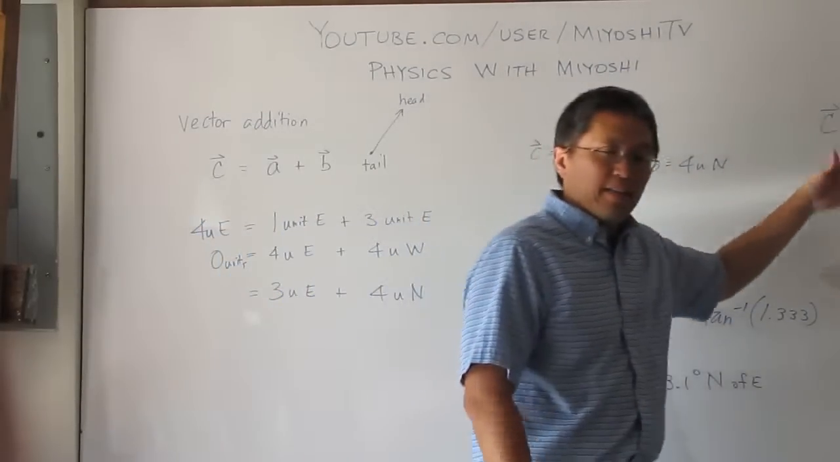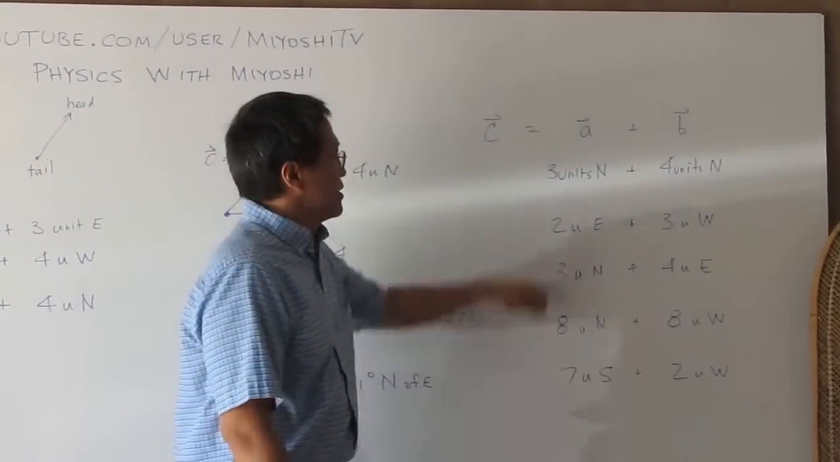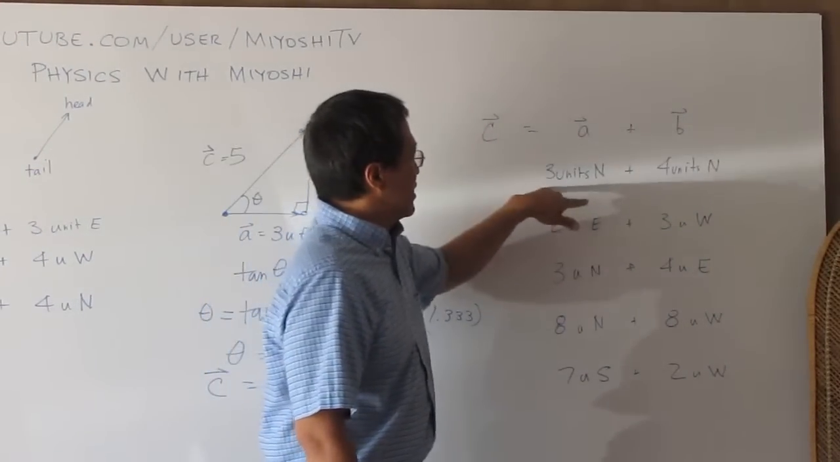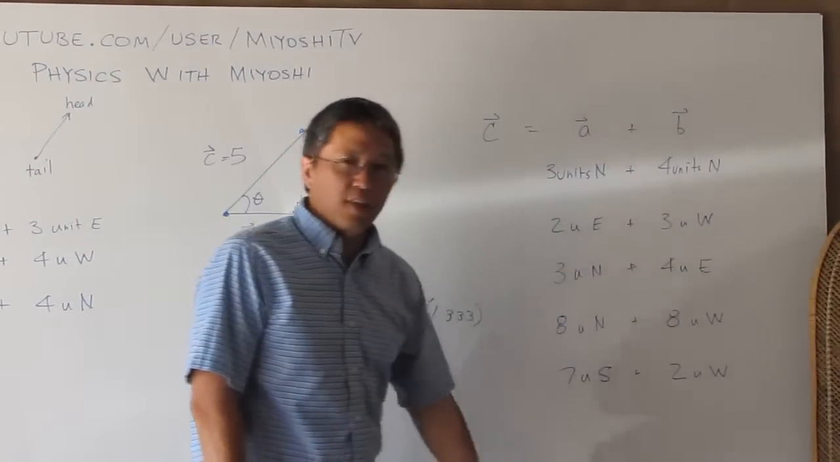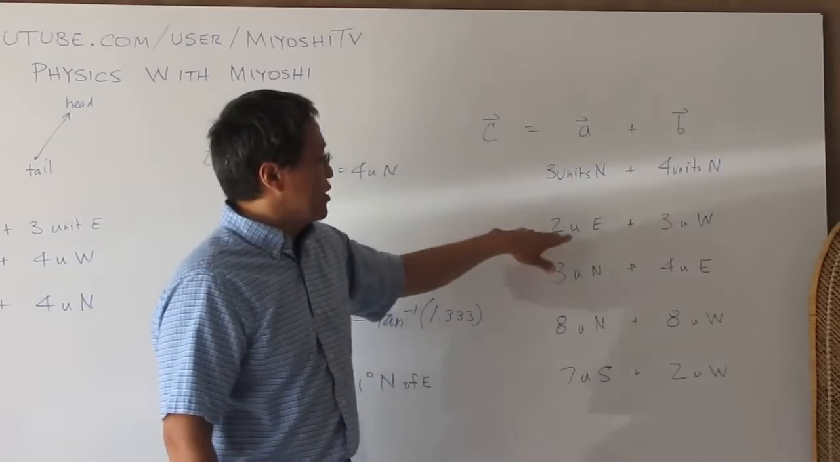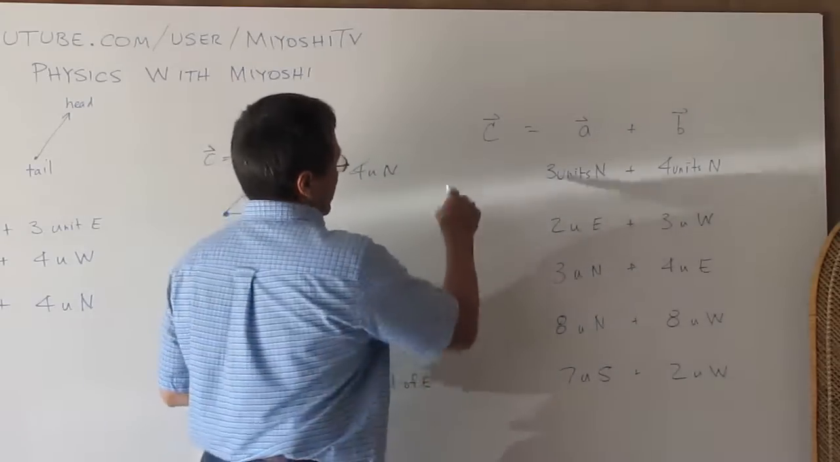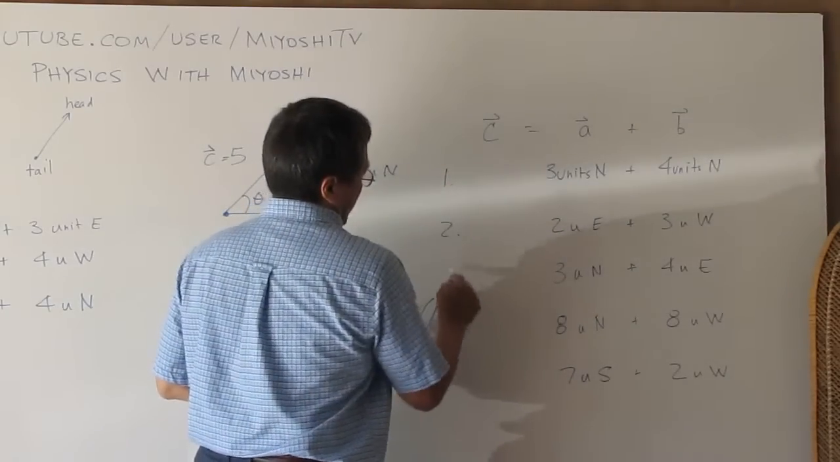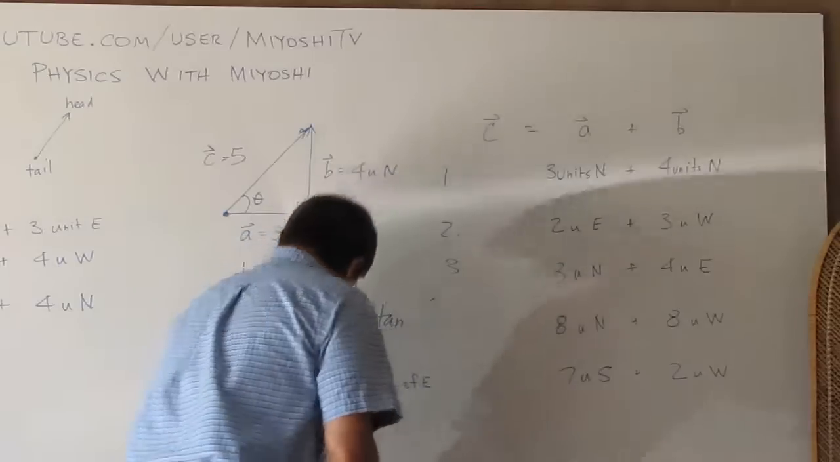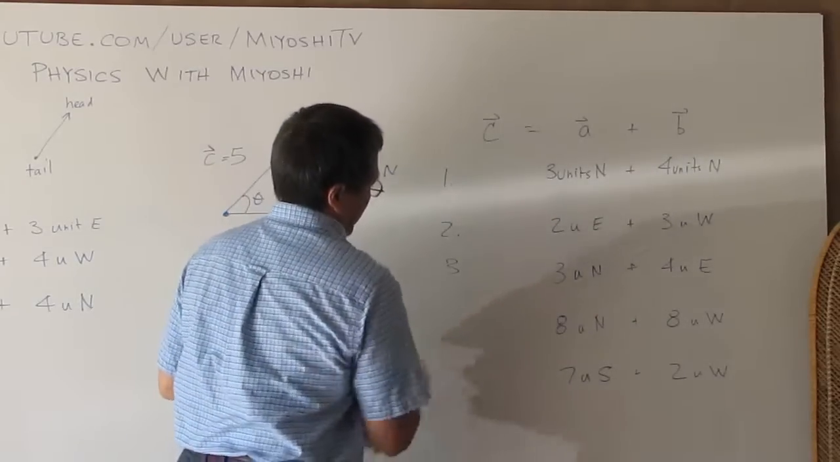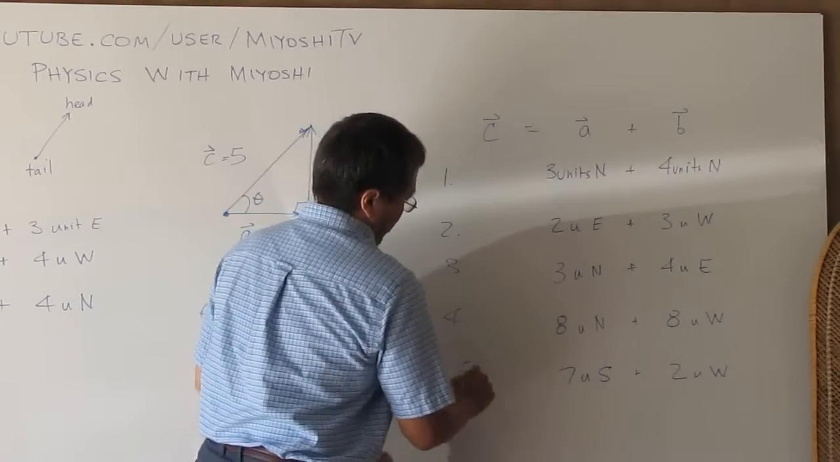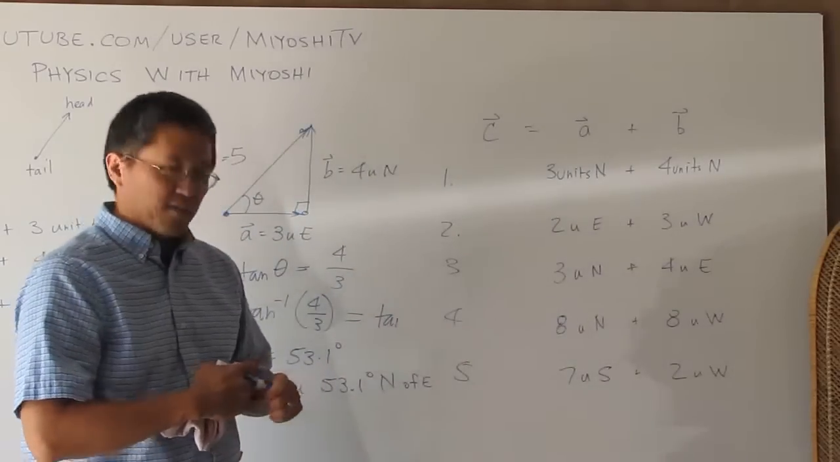Here's a few examples for you to try out. If I have A and B, 3 units north, 4 units north, what's going to be the resultant vector? 2 units east, 3 units east, what will be the resultant vector? So let's just put some numbers up here. 1, 2, 3, 4, 5. What will be the resultants of those?